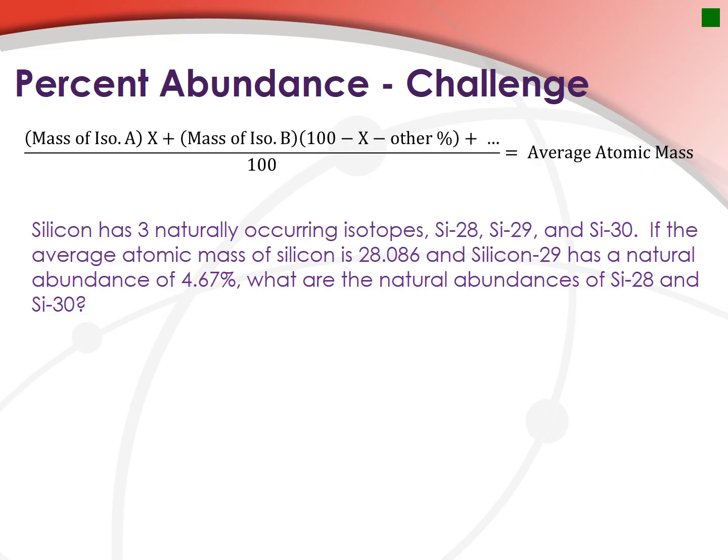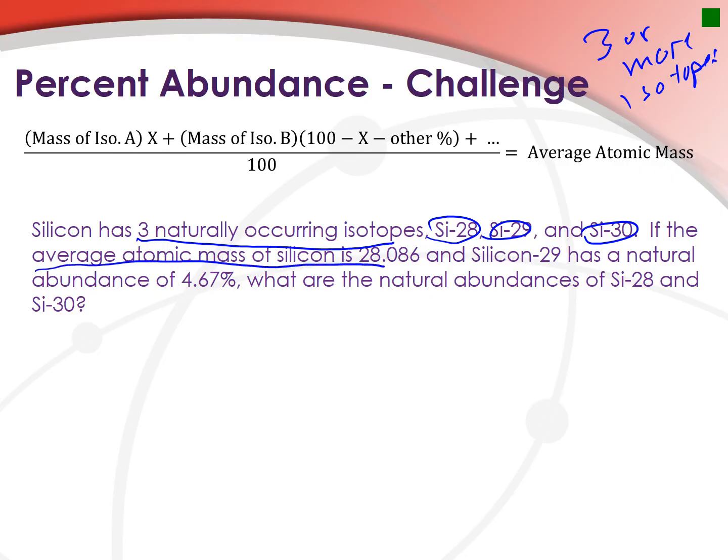Now for the challenging one, and this is 3 or more isotopes. I can almost guarantee you're going to see one of these on your test, especially in the written section. So silicon has 3 naturally occurring isotopes, silicon 28, 29, 30. So right away I know that I have 3 isotopes, so it's going to be a little bit more challenging. If the average atomic mass is 28.086 and silicon 29 has a natural abundance of 4.67, what are the natural abundances of 28 and 30?